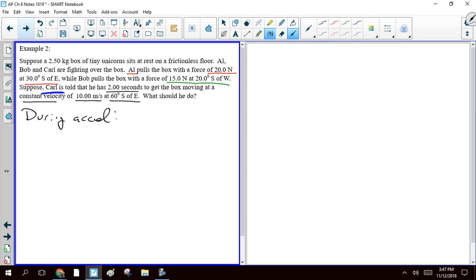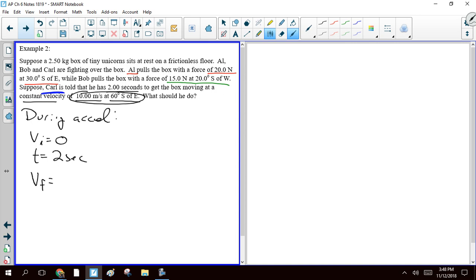Well, what do we know? We know that our initial velocity is 0. We know that we've got a time of 2 seconds. And at the end of that time, we want our final velocity to be 10 meters a second at 60 degrees south of east. So I would say take that velocity and split it up into components.